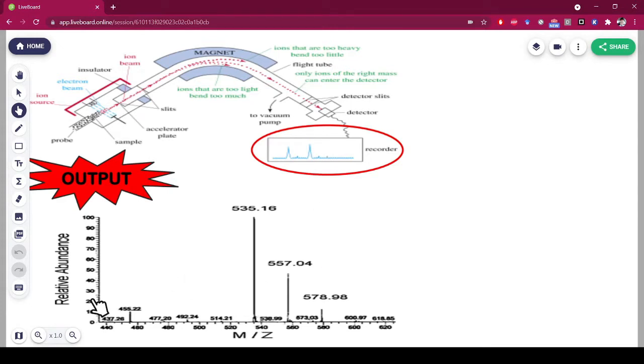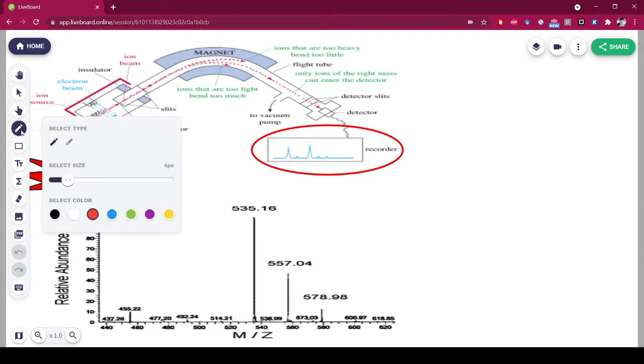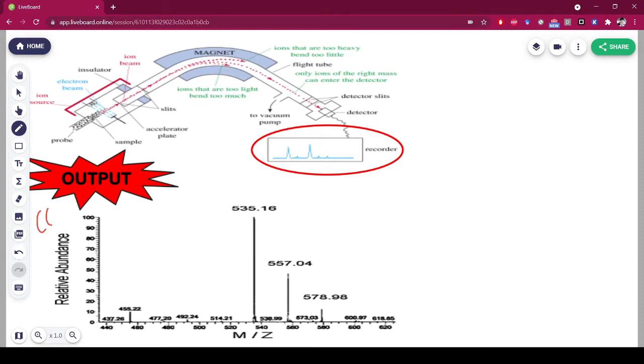You have the axis of relative abundance. The symbol is QI for relative abundance. And you have the axis down here. This is the isotopic mass. And you have all the peaks.